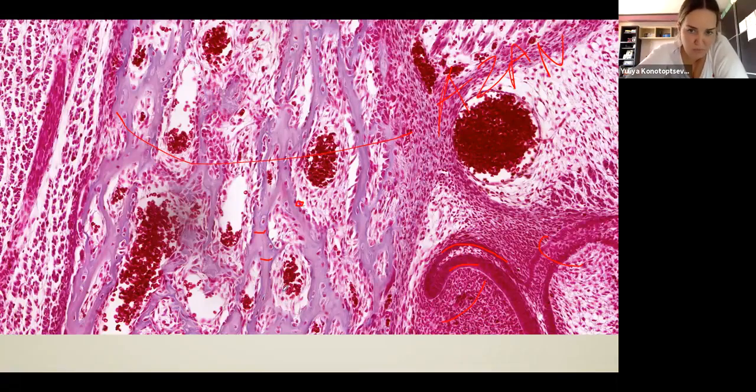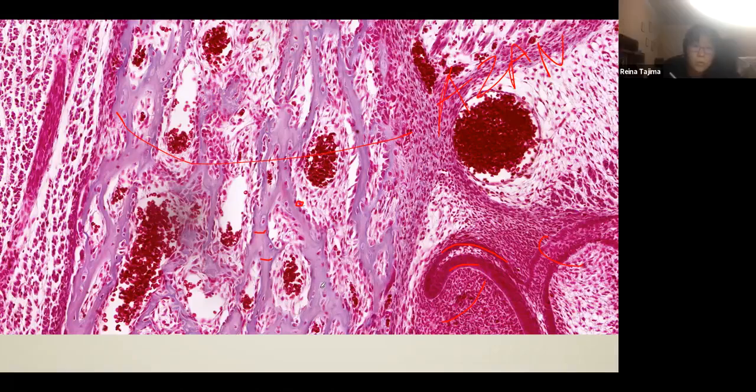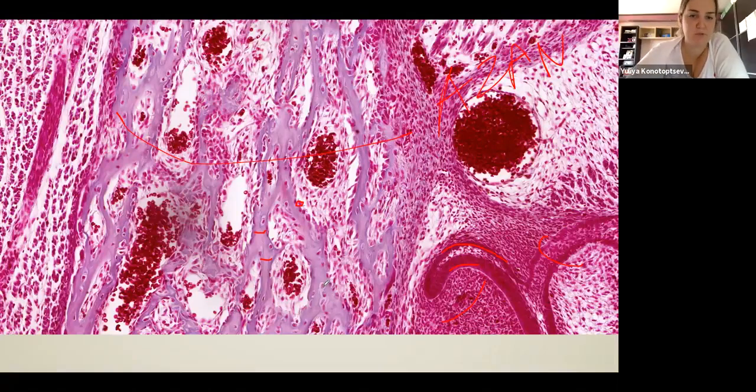They're in the bone. Very good example is here. Which cell is this? Osteoclast? Osteocyte. It's in the bone. It is trapped. So this cell right here is the osteocyte. How do we call this white space around it?